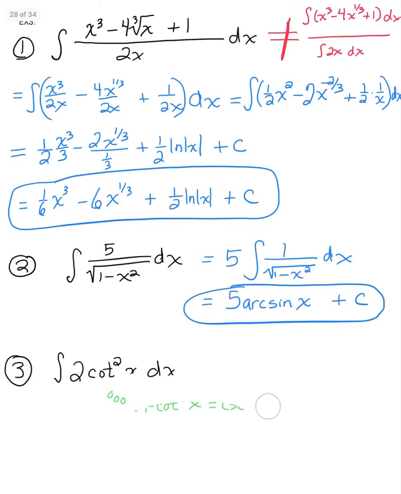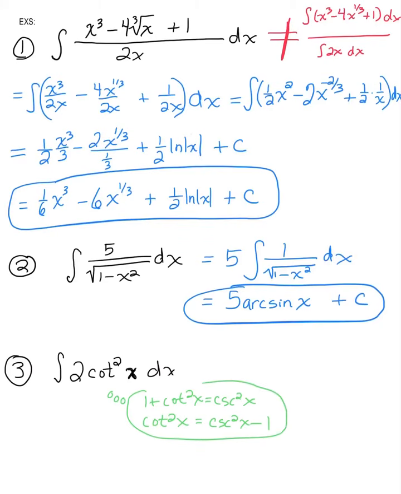Oh, my eraser was very big there. Let's rewrite this. Let me clean this up a little bit, sorry. So now, going back to what I was saying, if we know that 1 plus cotangent squared is equal to cosecant squared, then we certainly know that cotangent squared is equal to cosecant squared of x minus 1. All right, well, that's good news.